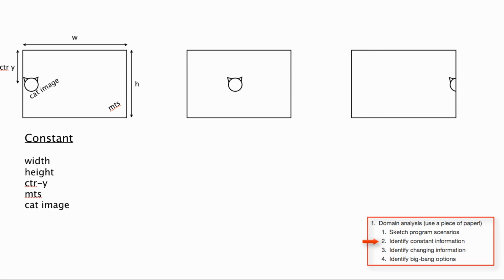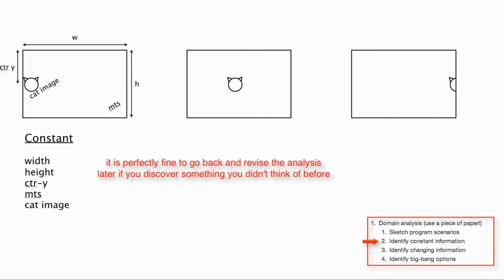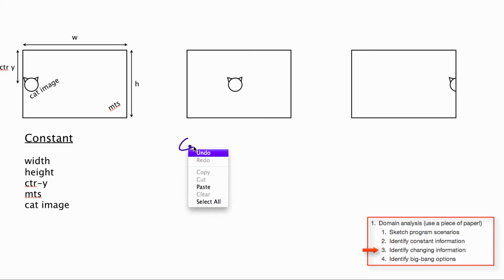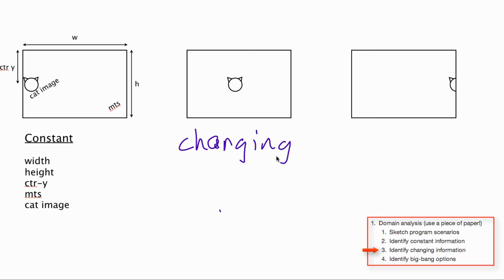Now, a real important point about this analysis is you should do it in this order, and you should try to identify all the constants. In a complicated program, you're not going to identify them all. You'll realize partway through the process that you were missing one, and that's just fine. Just go back and add it to your list. We're also going to identify the changing information. And in this case, the changing information is fairly straightforward. It's just the x-coordinate of the cat.